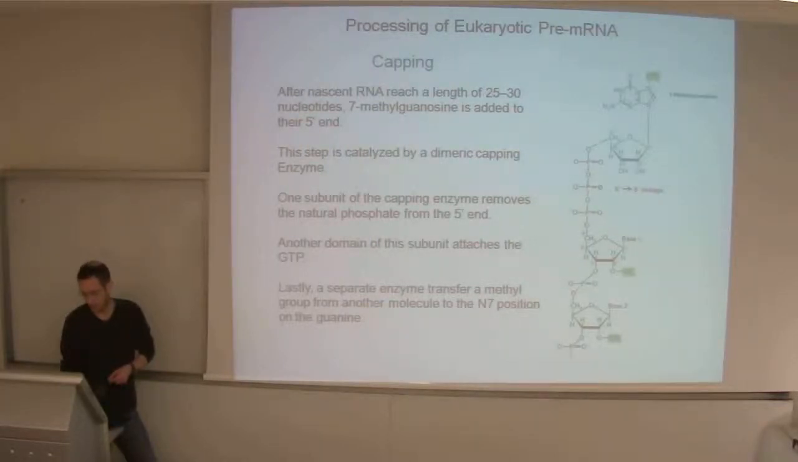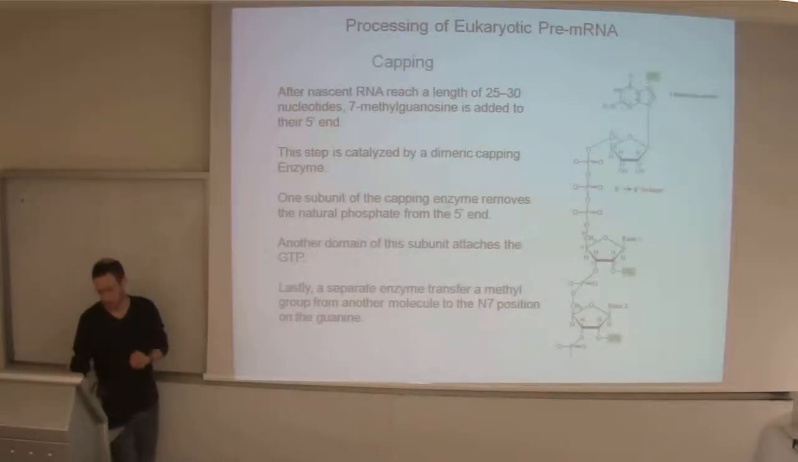Already at this length, there is one phosphate that was naturally here before any reaction occurred, a naturally occurring phosphate that came with this base. The capping enzyme first removes this natural phosphate. Then another part of the capping enzyme attaches a GTP, a guanosine triphosphate, which is what we're looking at here. Lastly, a separate enzyme transfers a methyl group, the green here, from another molecule to the N7 position on the guanine base. And we get the cap. So this is the 5' cap, the first chemical modification.